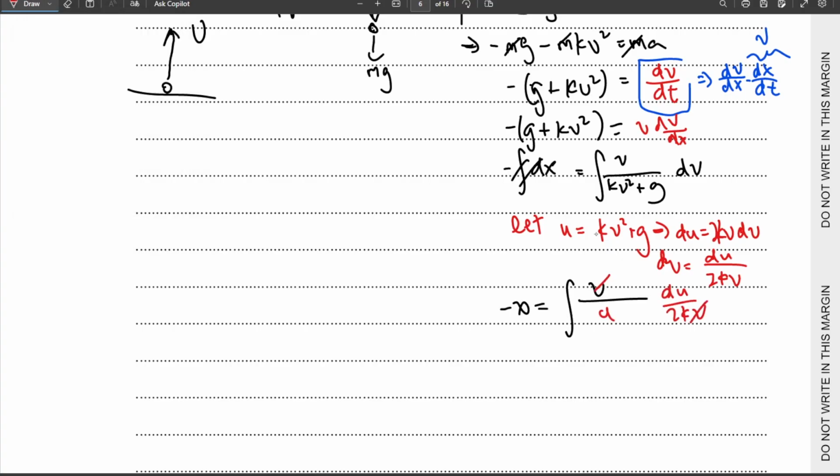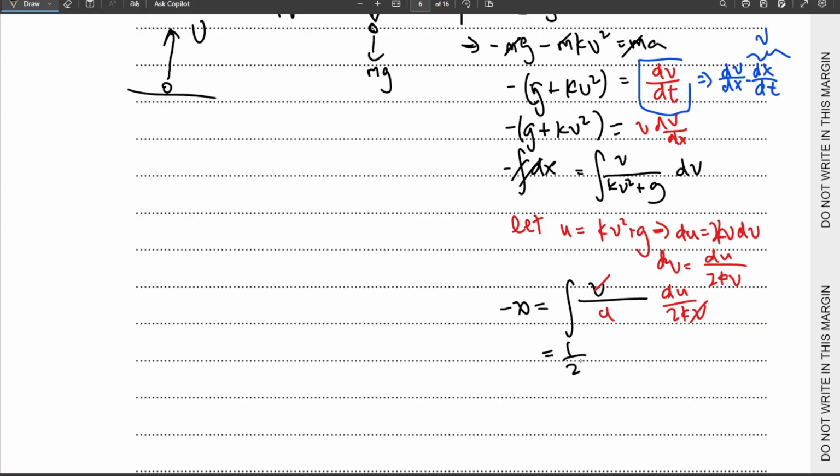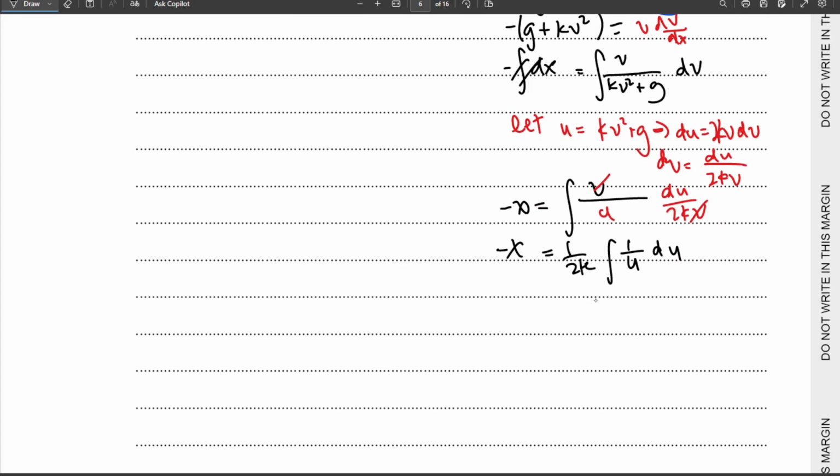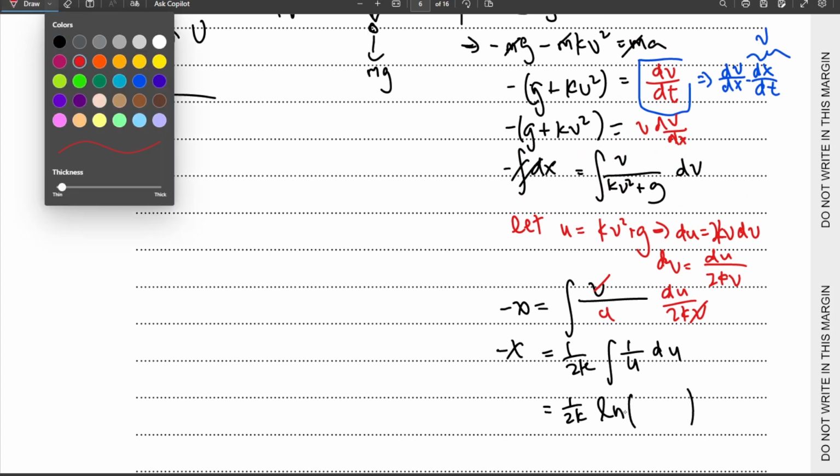So this v and v cancel out. 2k is just a constant, so I'll pull it out of the integral. k is a constant, so it does not interfere with this. We're left with 1 over u du, negative x. 1 over u, when you take the integral, is just a natural log. So natural log of u. u we have already assigned just now, that is kv squared plus g.